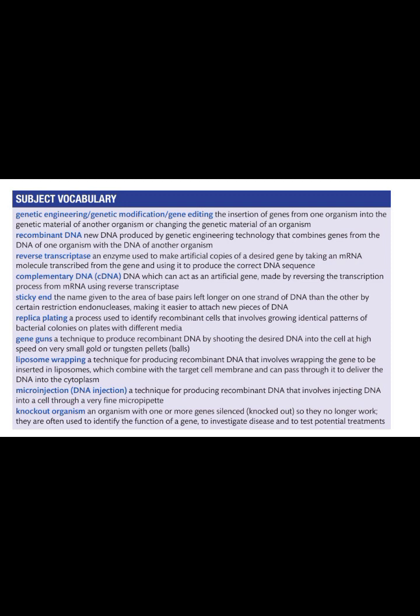The last one is the knocking out organism. These are those organisms in which one or more genes are silenced and they are no longer working. So we have to first mute them, silence them, and then we can see whether their function is performed by them. Most of the time they are performing no functions, so we can separate them. And that's how we are done with the chapter.